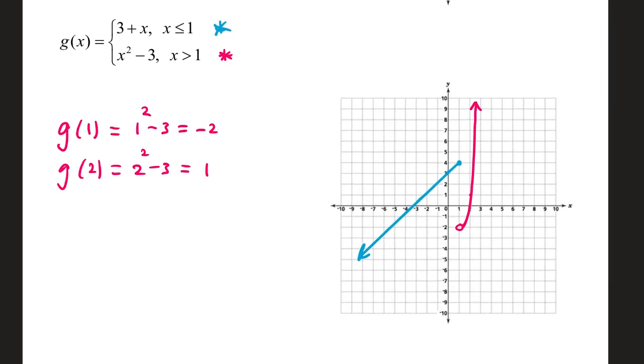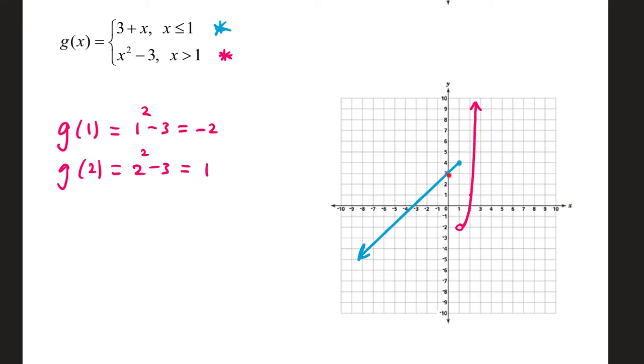In our second example, we have another piecewise function defined as 3 plus x when x is less than or equal to 1. And then the other piece is defined as x squared minus 3 for all values of x greater than 1. The top piece is linear. It has a slope of 1. It's a line with a slope of 1 and a y-intercept at 3. So in blue, I know that line would look like this.